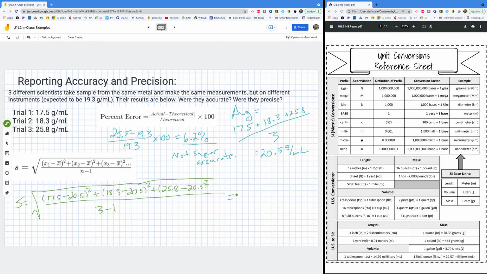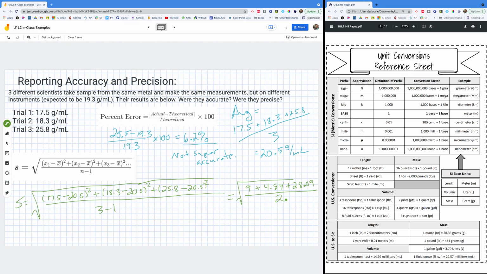Figure out what all these are. 17.5 minus 20.5, that's negative 3. We could do that in our head. Squared is 9. Plus 18.3 minus 20.5 squared is 4.84. Plus 25.8 minus 20.5 squared, 28.09. That's a really big one. But that makes sense because that's really far away from these other 2 measurements. Divided by 3 minus 1, which is 2.